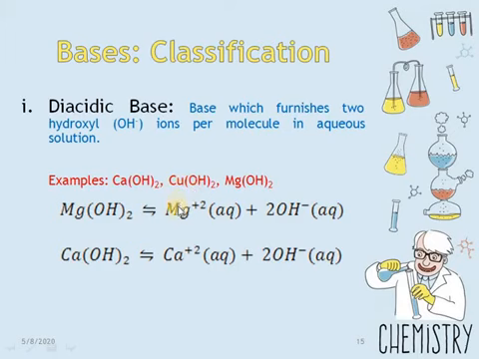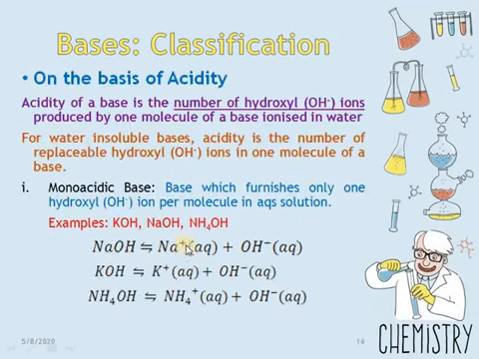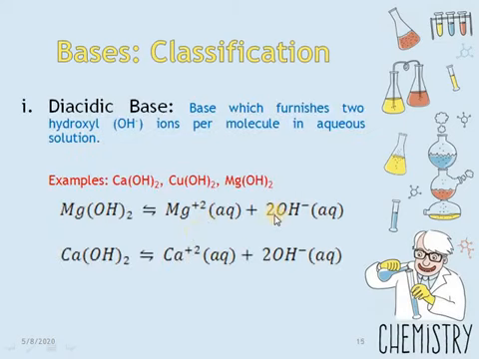You see here these metals are bivalent. In the previous case, the metals were monovalent and this ammonium ion is also monovalent. So here you get two hydroxyl groups. So the basic difference is in the number of hydroxyl groups in the aqueous solution.